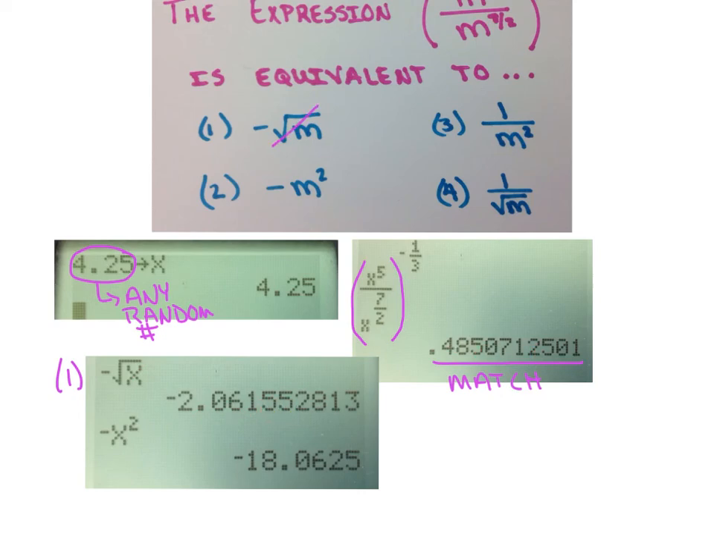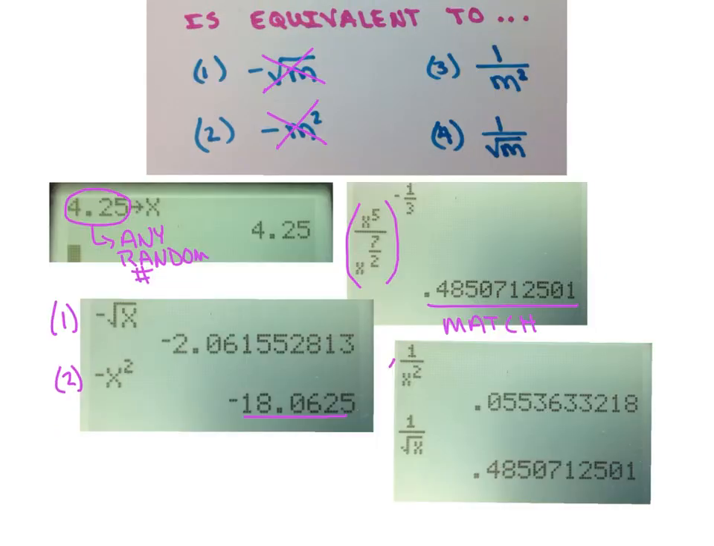So I'm going to cross off this choice. I know it can't work. And then you'll notice I've also typed in choice number 2, and negative x squared is negative 180625. Again, that does not match the 0.485 number, so I'm going to cross this one off as well. We've eliminated those 2 choices. So now I'm going to grab my calculator and type in 1 divided by m squared.